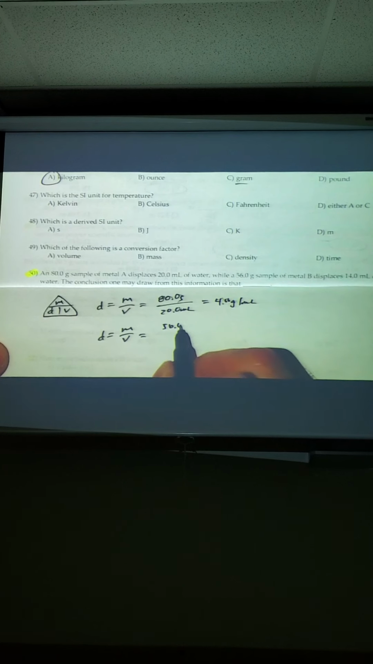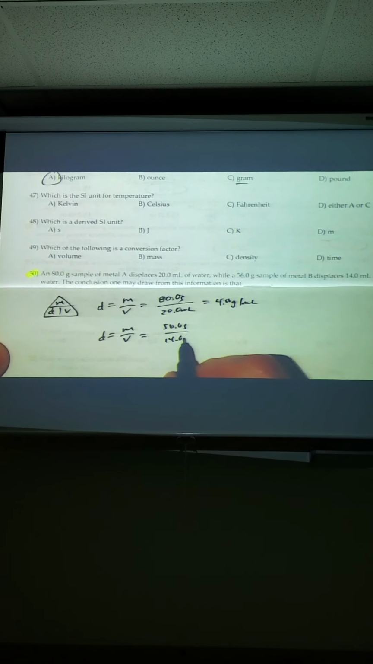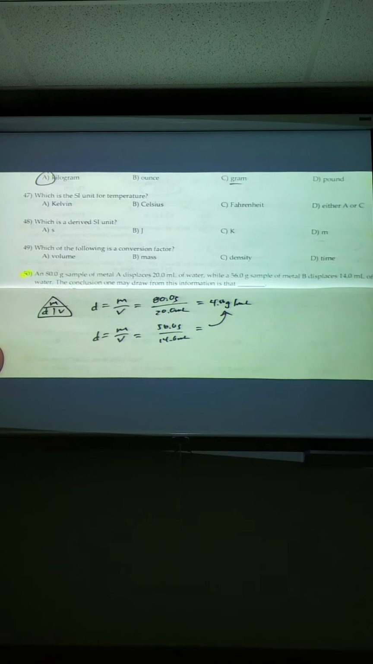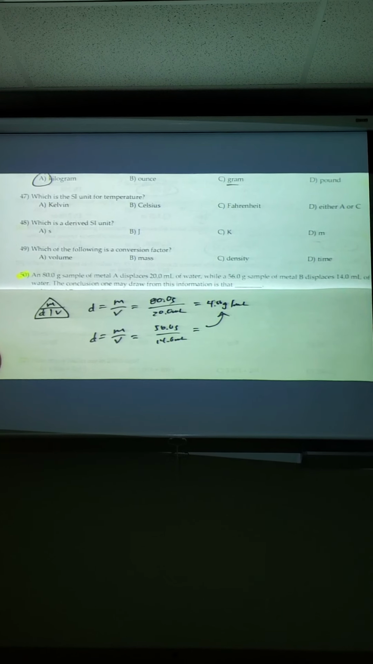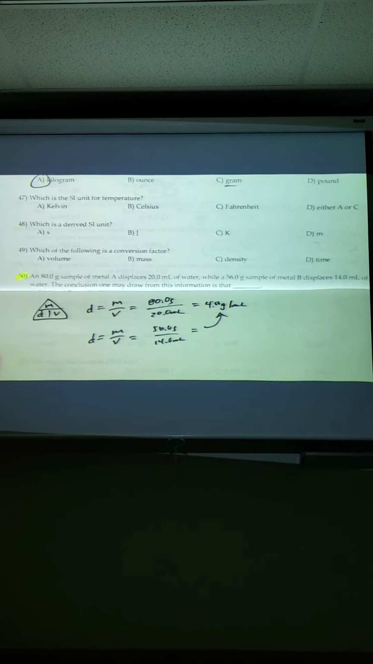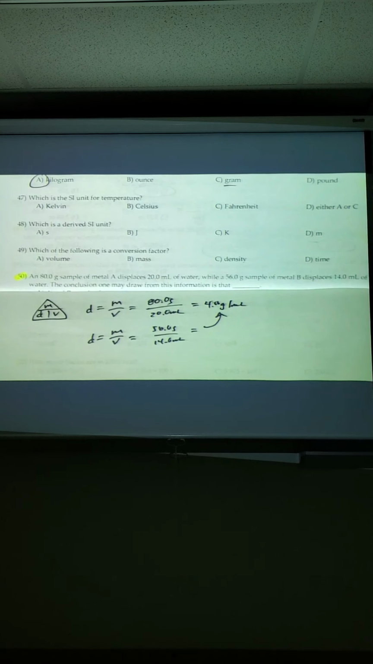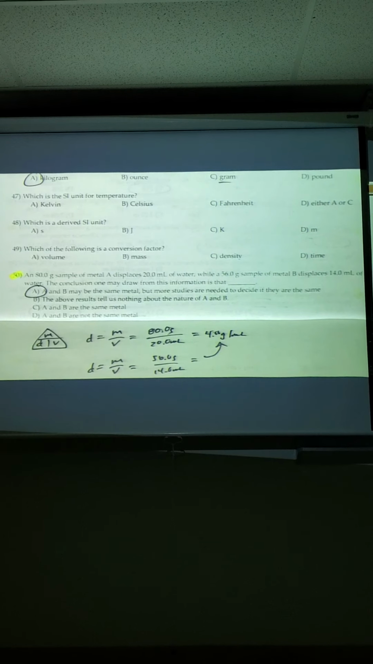The second sample, same thing: density is mass over volume. We get 56 grams divided by 14 milliliters. We also get 4.00 grams per milliliter. But unfortunately, having the same density doesn't mean you're the same stuff. It just means your density is the same. But it is on the right track to knowing the identity because we know for sure that they could be the same. More tests, like dropping in acid and seeing if they precipitate, can definitely help out a little bit more.